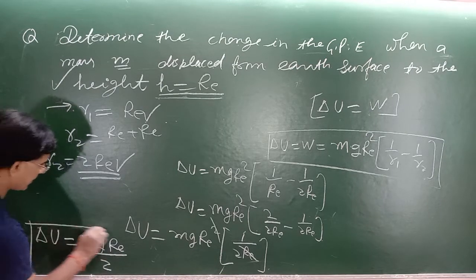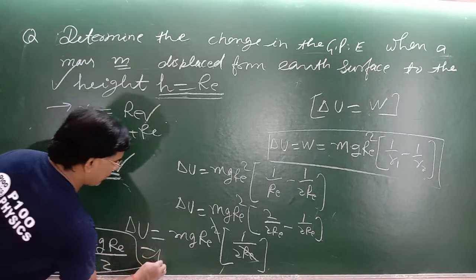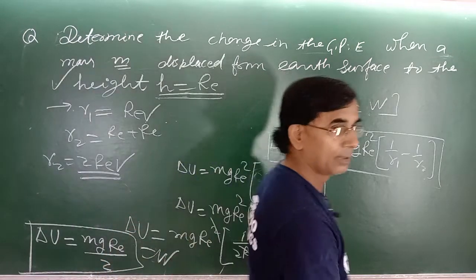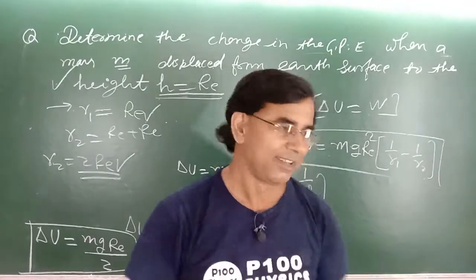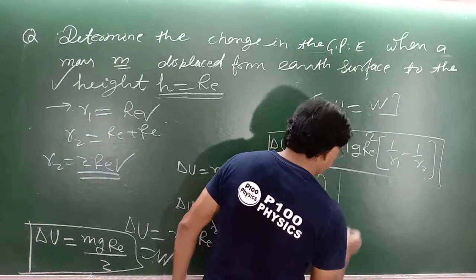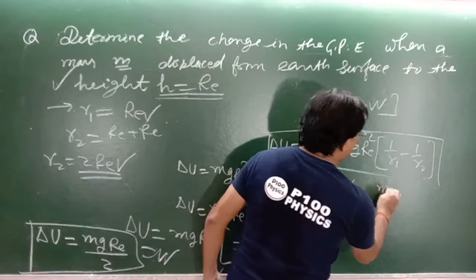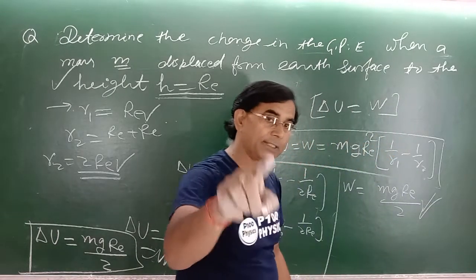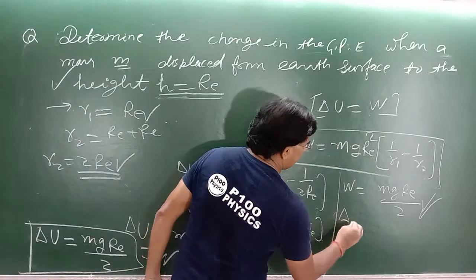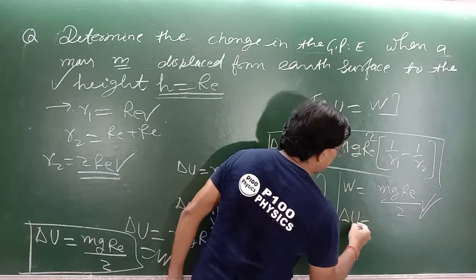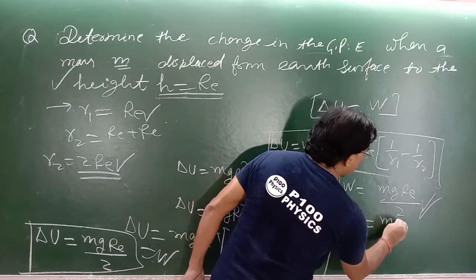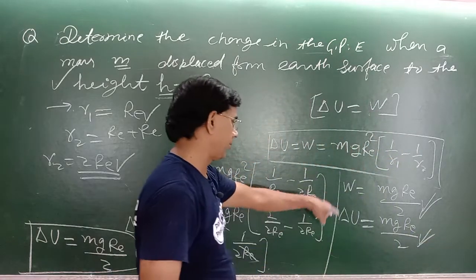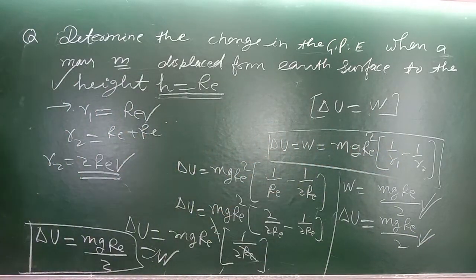This is the fantastic answer. This will be equal to the W also. This is the answer, mg Re by 2. This is the work done. W equal to mg Re by 2. Most important, this is equal to delta U equal to mg Re by 2. Fantastic. Both answers will be the same.